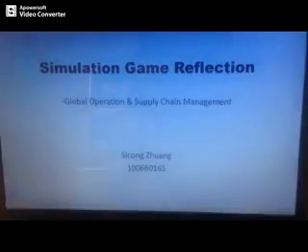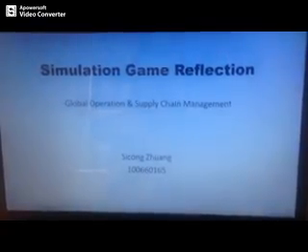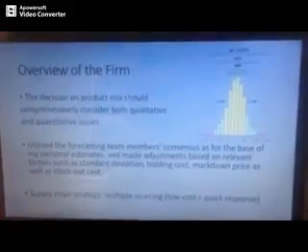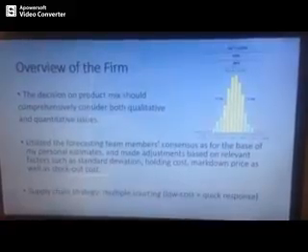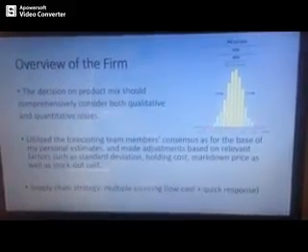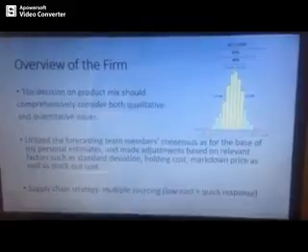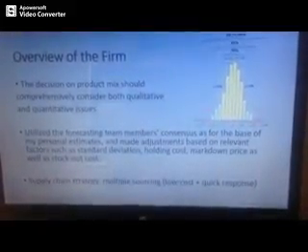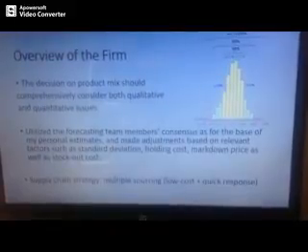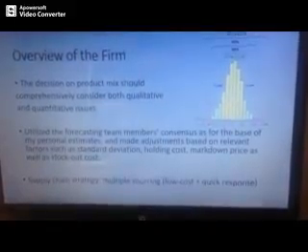My performance was mainly measured by two dimensions: gross margin and number of votes. Overview of the firm. The firm is a mobile phone manufacturer producing two models of phones, Model A and Model B. Both models are similar, but Model B is designed to have better features with higher profit margins.